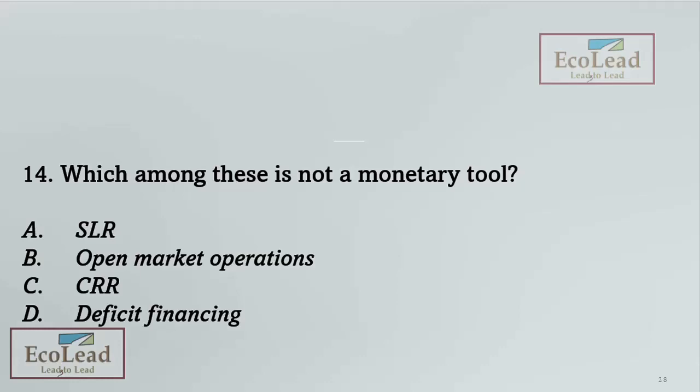So in this case, the correct option would be option D, because we are asked that which is not a monetary tool. So deficit financing is not a monetary tool. Let us look at the next question.